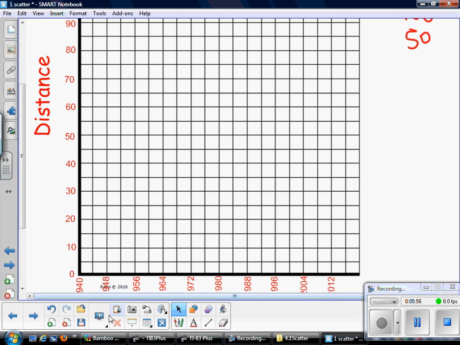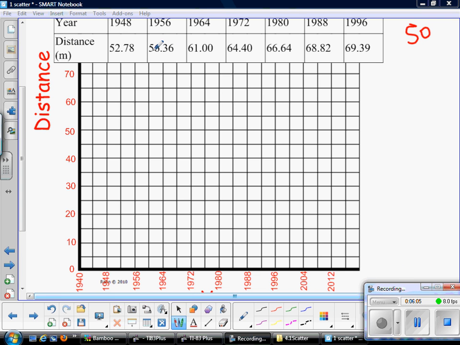So now we're actually going to plot our data onto our axes. I've brought the table over here just to make our life a little bit easier. In 1948, it was 52.78, so almost 53. Here would be 55, so 53 would be approximately, it's almost 54, so somewhere in there. In 1956, it was 56.36, so this would be 55, so 56 would probably be approximately in here. Then in 1964, it was 61. Here's 60, 65, so 61 is approximately here.